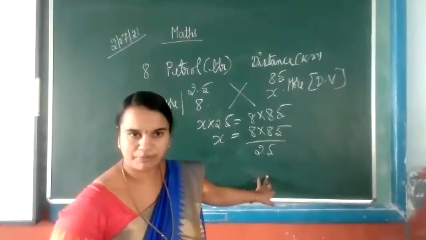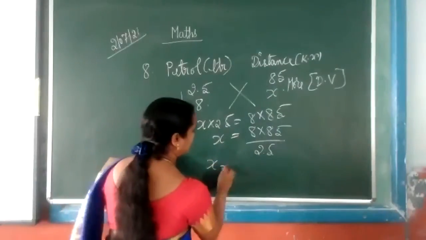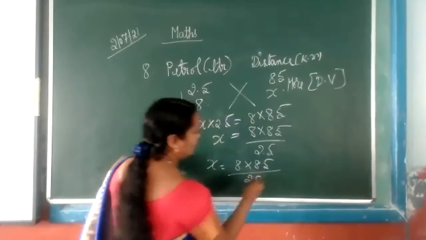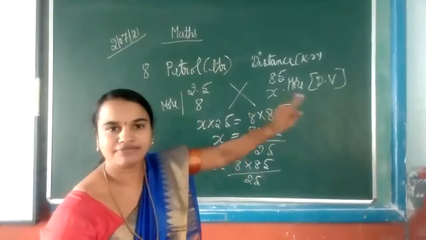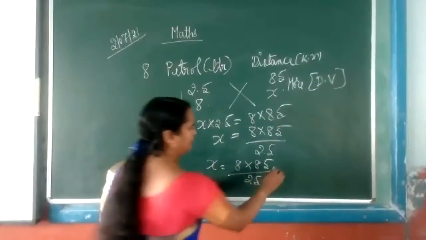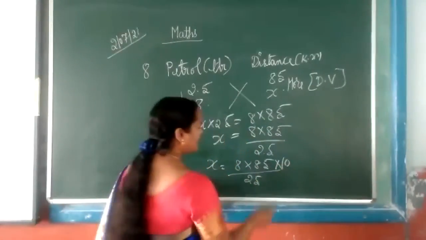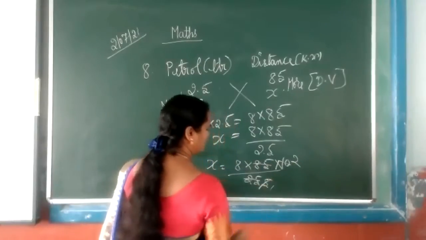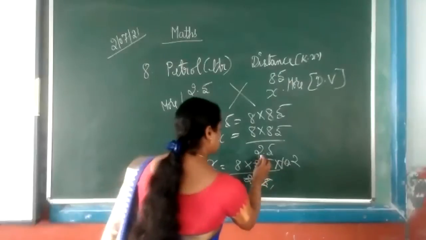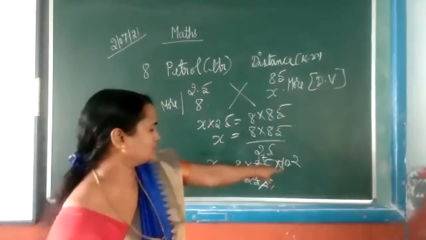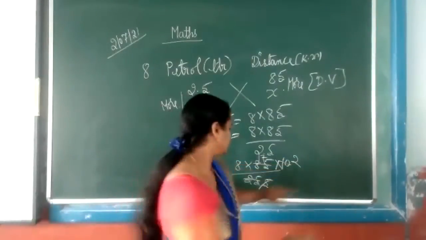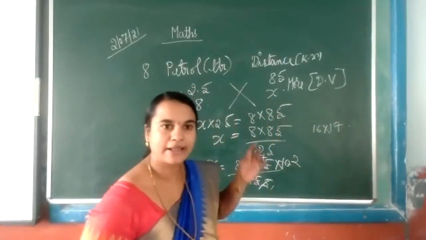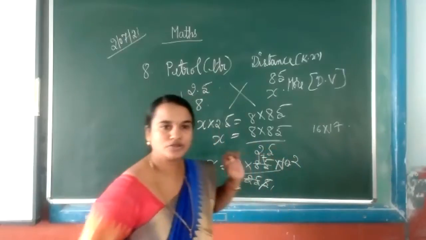Now remove the decimal point. When we are removing the decimal point, 8 into 85 over 25. Point means 1 digit after the point, so it will become 10. Now 5 twos are 10, 5 ones are 5, 5 17s are 85. Then 8 twos are 16. 16 into 17 means 272. Isn't it? Arshita, answer? 272 now?